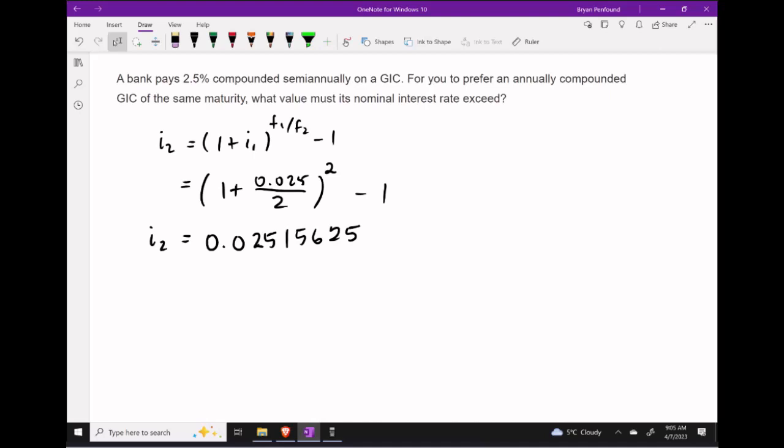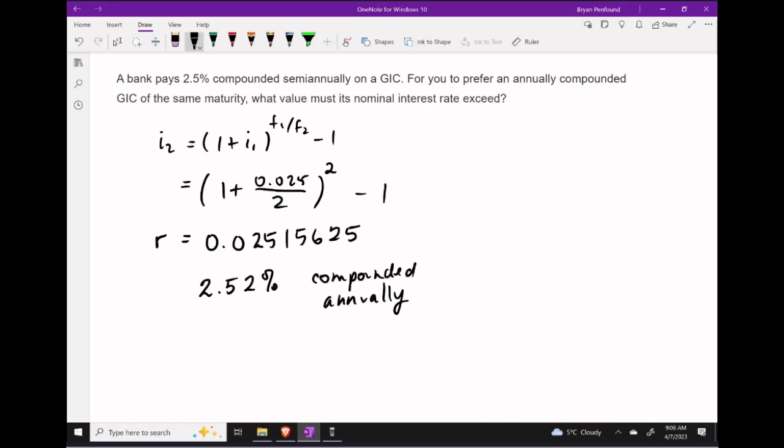Now let's note that this is a special case scenario, because what we would normally do next is replace I2 with R over, in our case, F2, the frequency number. But since we've found an equivalent rate that is compounded annually, we know that F2 is equal to 1. So this means that this decimal number that we calculated does actually represent our annual compounding rate. So if we round this correctly to 4 decimal places, we should get a rate of about 2.52% compounded annually.